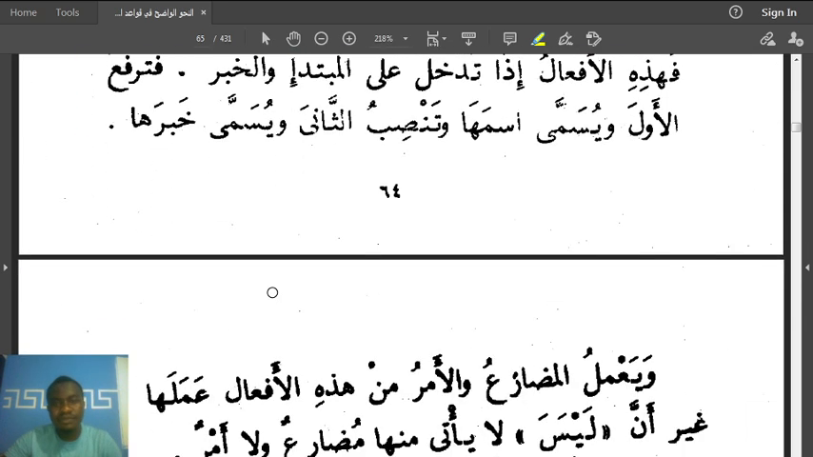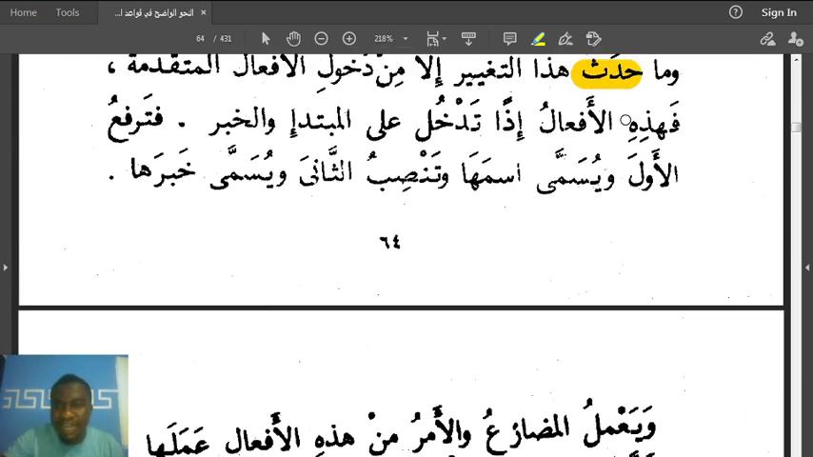Okay. It says فهذه الأفعال إذن تدخل على المبتدأ والخبر, then these verbs are introduced to the mubtada and khabar. You have a mubtada and khabar, then these verbs come. This is how they come in. فترفع الأول, so they make the first noun مرفوع ويسمى اسمها. So this is what we need to note here.